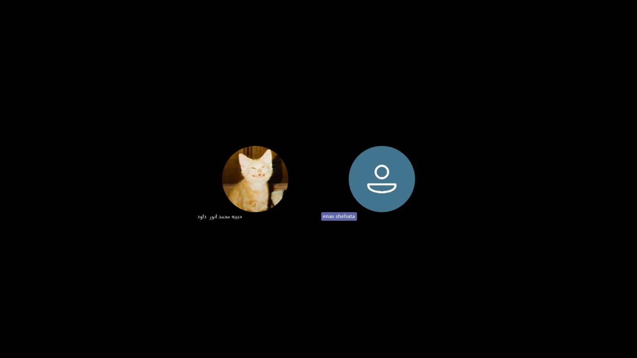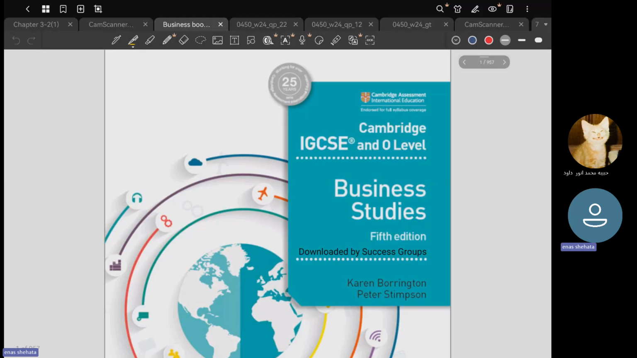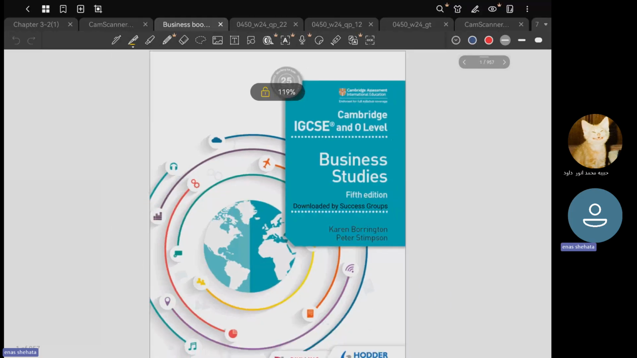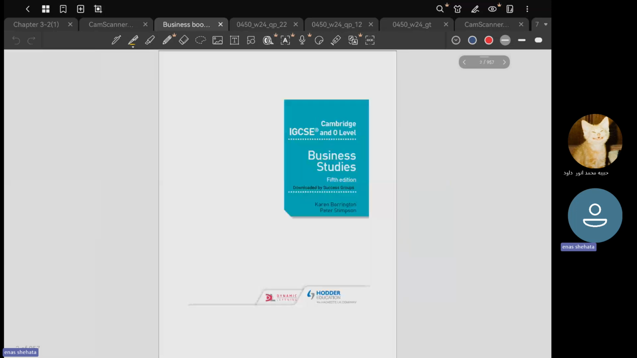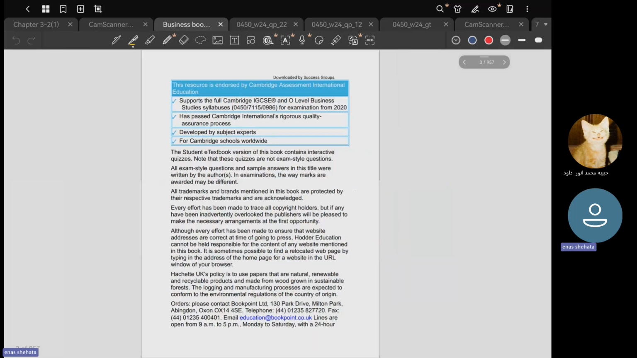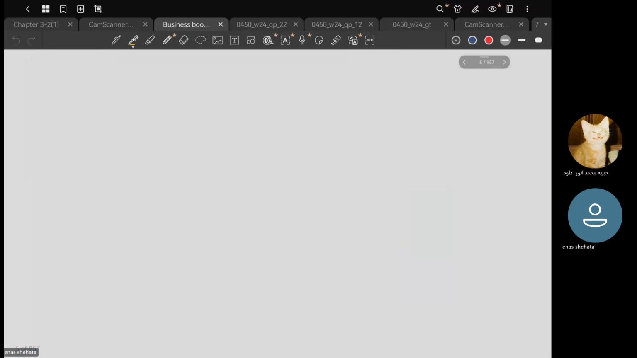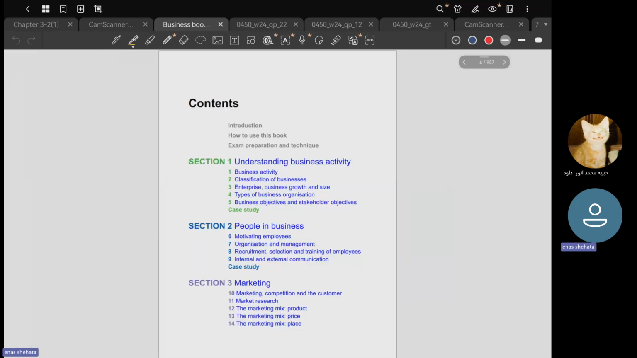Let's take a quick overview about business. This is the book of business that we will use. Of course, we have some notes, but it's important to know the book that you will learn from. And here is our syllabus of the book. The book is divided into many sections. Each section talks about a specific issue.